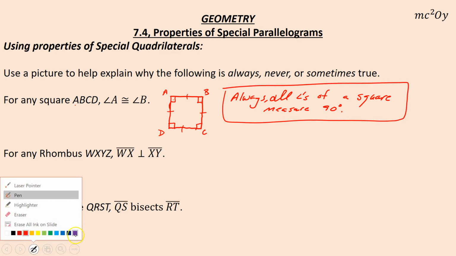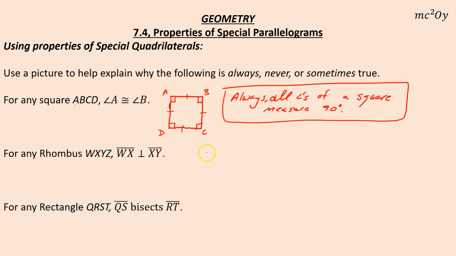Okay, let's take a look at another one here. For any rhombus, well, let's go ahead and draw a rhombus. Now, we know that rhombuses can look different, but let's draw the run-of-the-mill rhombus there. So for any rhombus WXYZ, WX is perpendicular to XY. Well, that does not appear to be true right there.